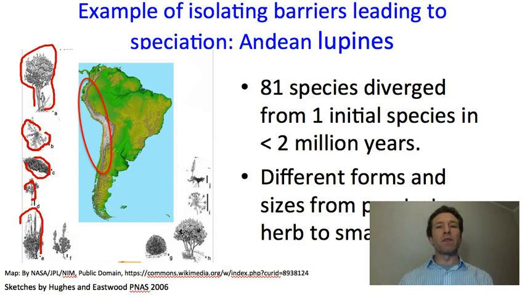So once each of these peaks becomes isolated, then the plants can evolve to the conditions on their particular peak, and then they can move elsewhere, but their form will stay similar when they do move. So not only do we get many species, we can get many different forms as a result of this isolation.